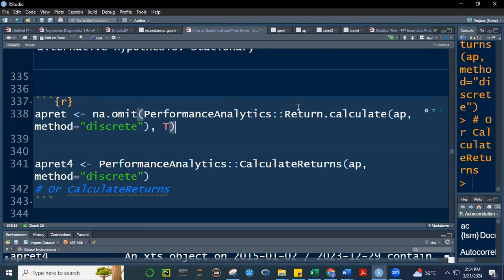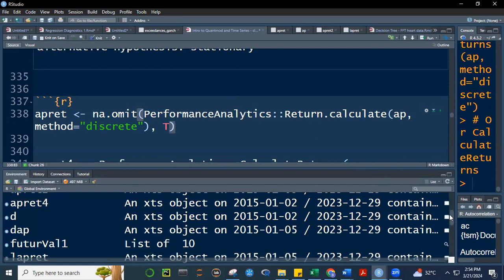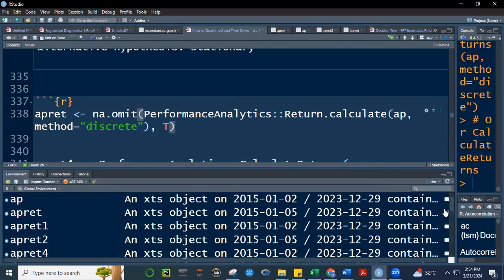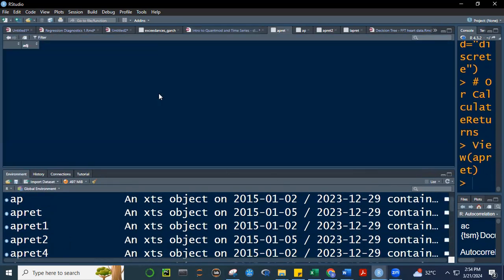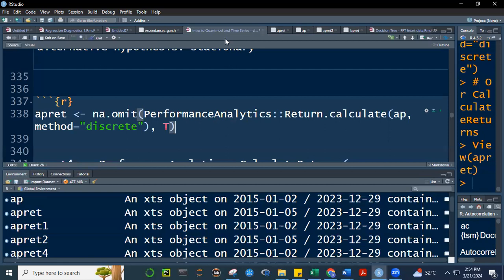Okay, so once again, let me view that. AppleRet. And it contains the discrete returns or the simple returns. And the first row, which was a missing value, has been removed.